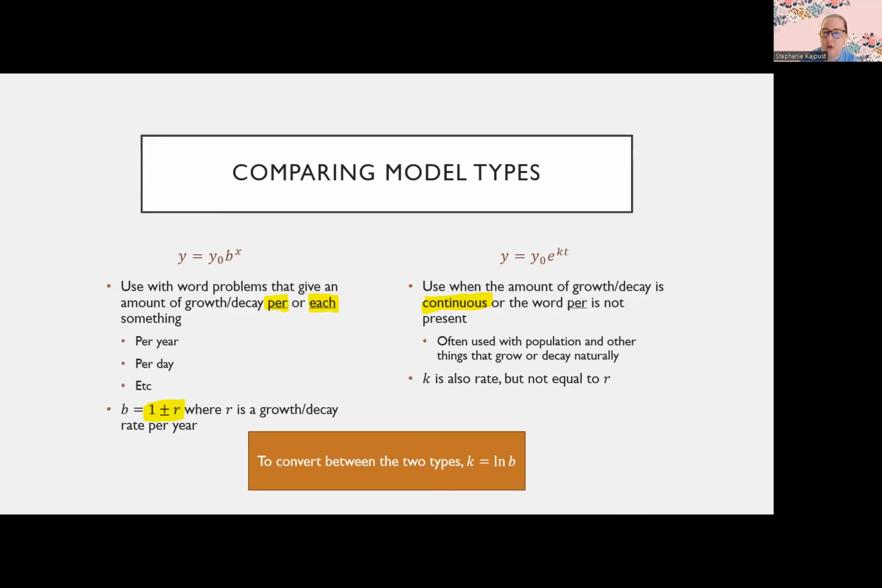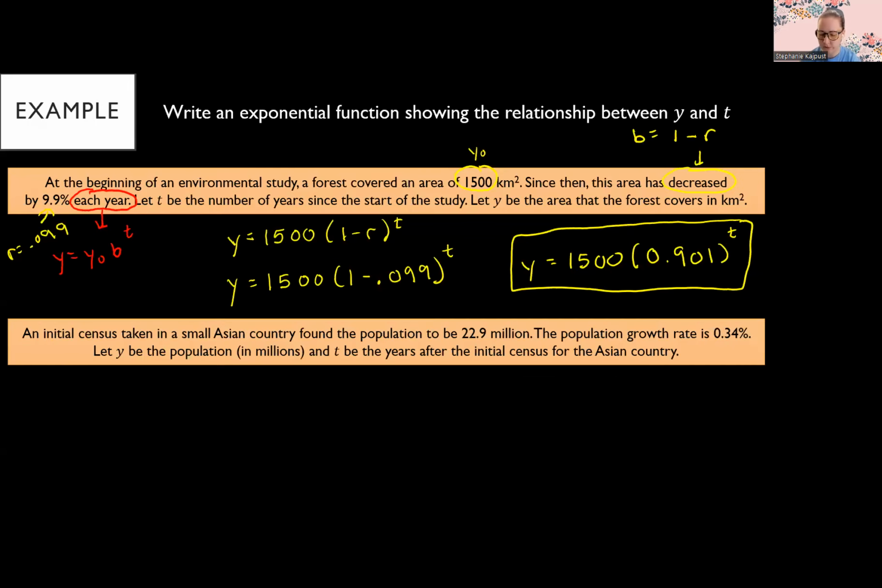So basically, you try to see if you can assign it immediately with the word continuous. If not, you try to rule out the per or the each. And it's like, well, if it's not the per, the each, the other model, then it has to be this model. So with population, we generally always use the e to the kt unless it has per year or something like that in there. So we're going to be using y equals y naught e to the kt.